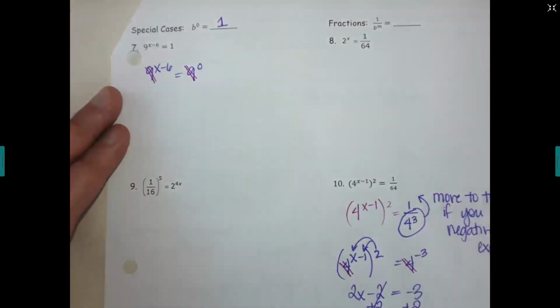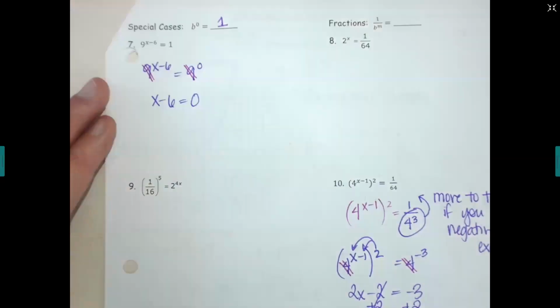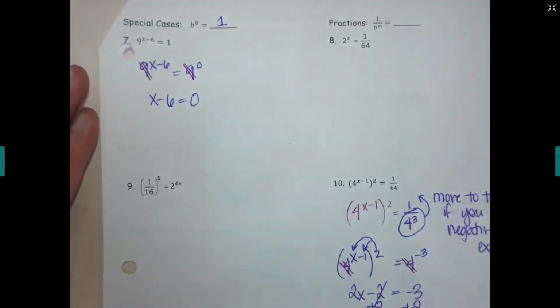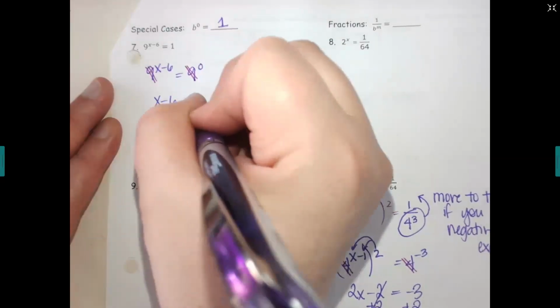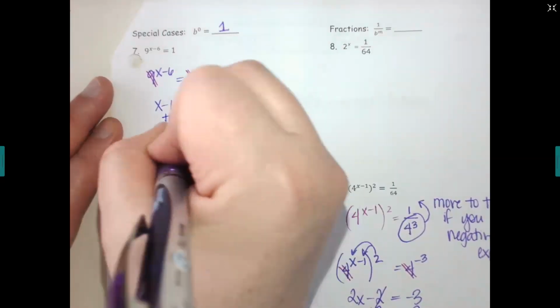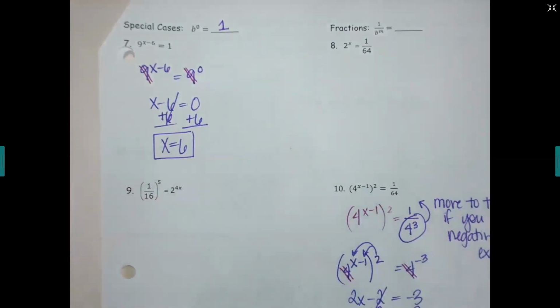Now we have x minus 6 equals 0. And then we're just going to add that 6 across to solve. So plus 6, plus 6. Get the idea? Okay, we have to do one more type of question and then we're done.